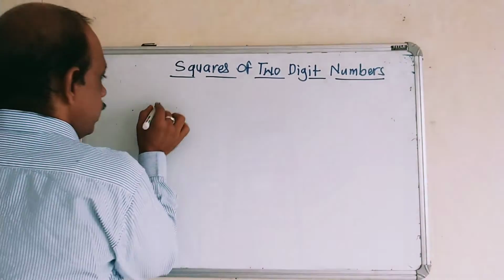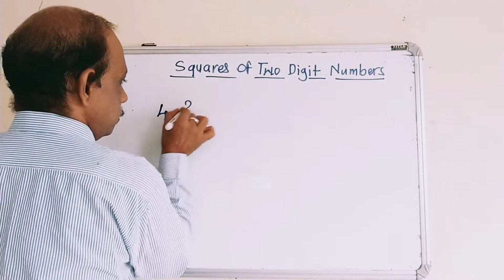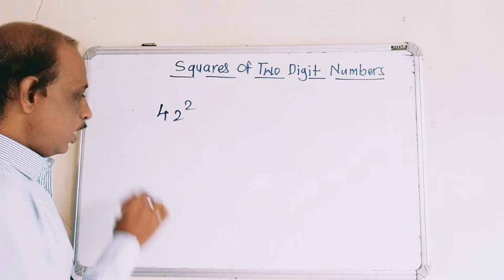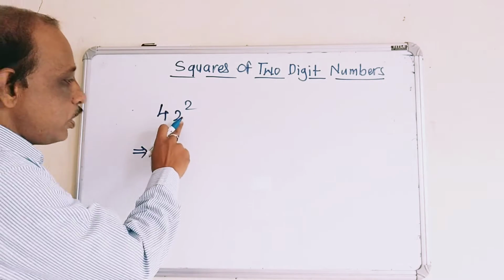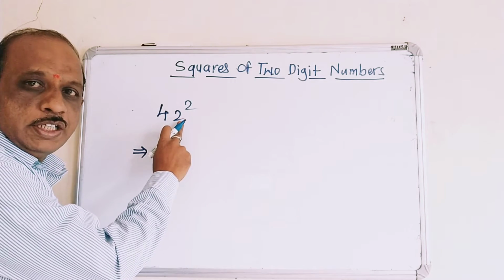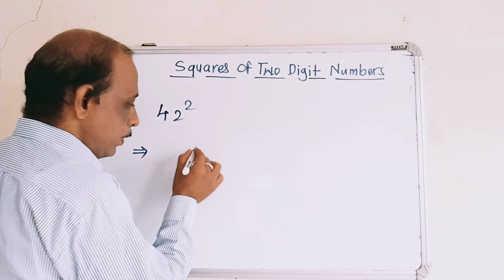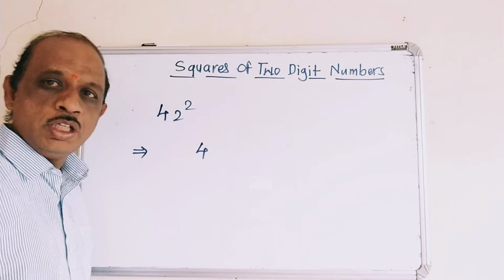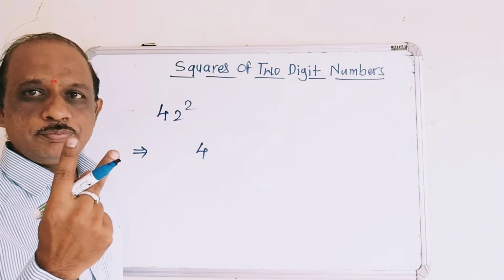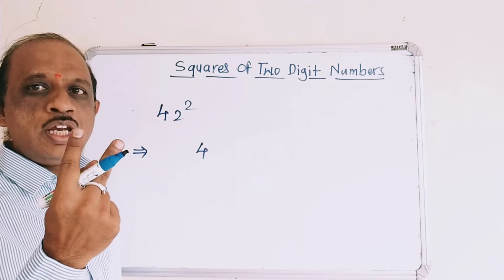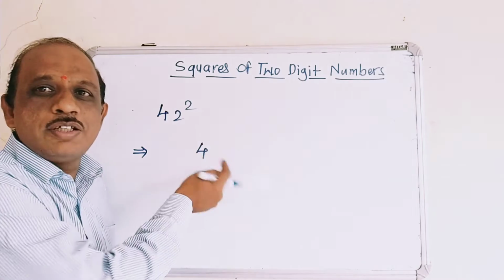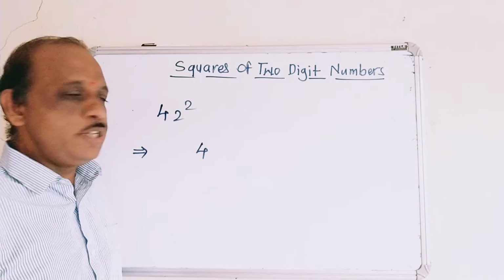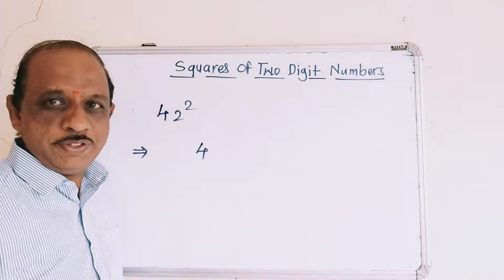Now let us see how to find out the square of 42. To find out the square of 42, the first thing that you have to do is find the square of this 2, that is the unit place digit. The square of 2 is 4, so I am writing 4 as it is. If you are getting two digits, then the unit place digit you have to write here, and the other digit you have to take as carry. Since here there is only one digit, I am writing 4 as it is.